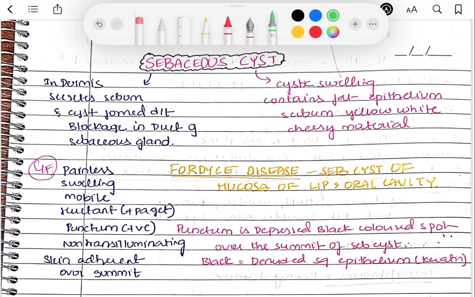So sebaceous cyst, it is a cystic swelling which contains fat, epithelium and the sebum, which is of yellowish and whitish cheesy material. So it occurs in the dermis, we have seen in the picture. So it secretes sebum, and the cyst is formed because of the blockage of the duct in the sebaceous gland. Because of the blockage of sebaceous gland, it will lead to collection of the sebum. It is seen in the dermis and it is called as sebaceous cyst, right?